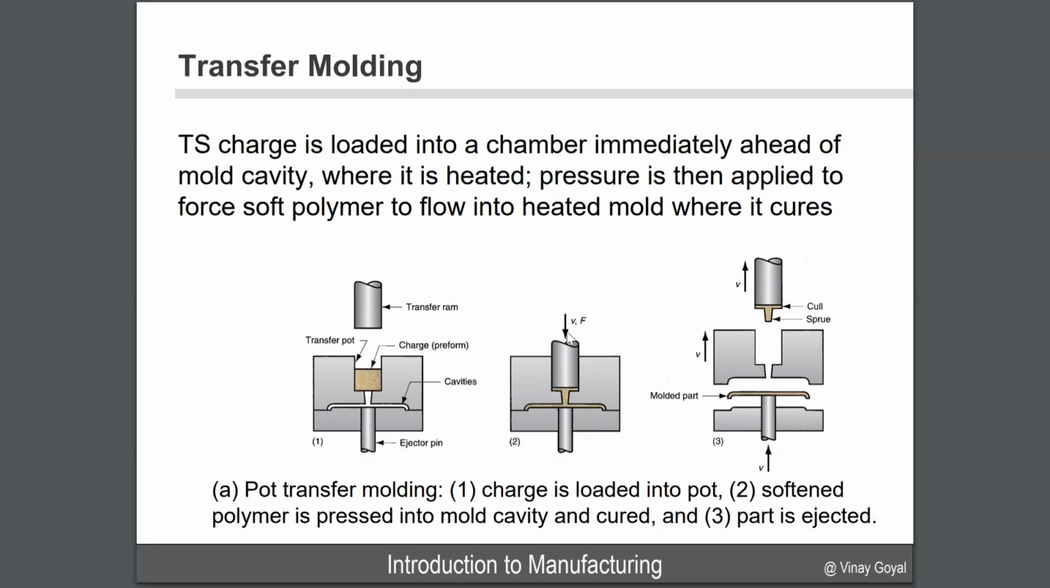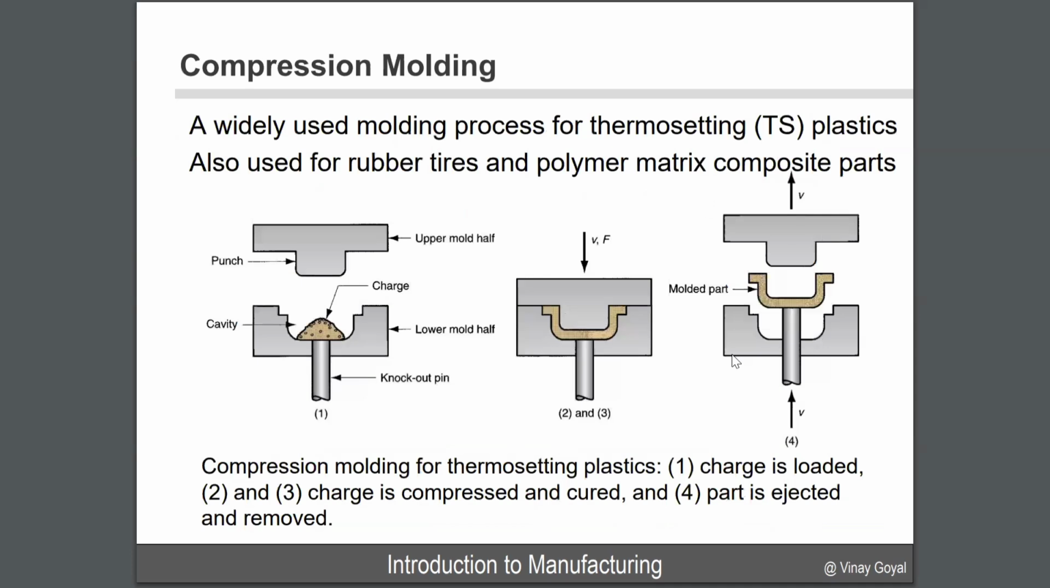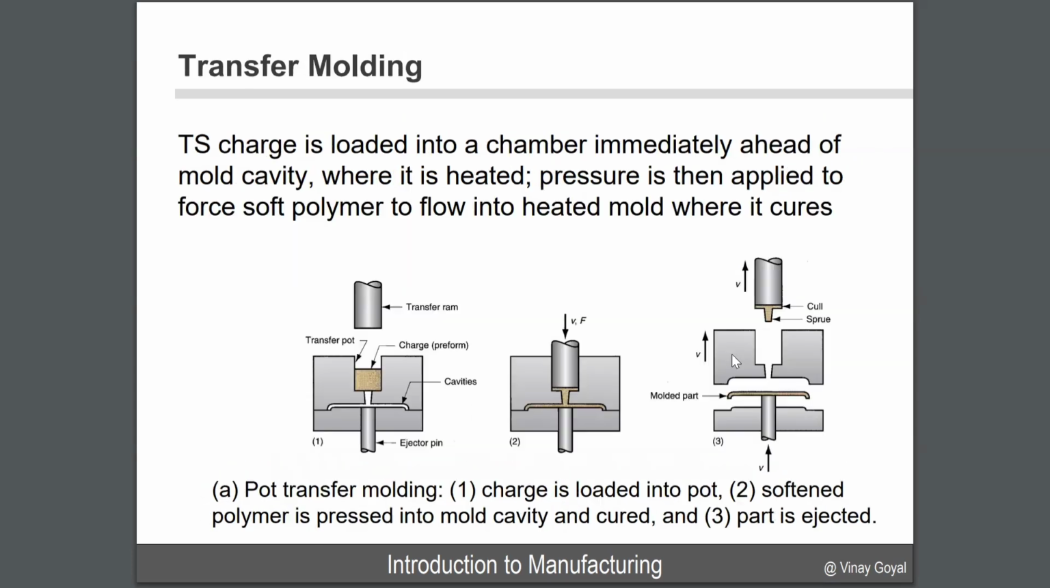The charge is loaded into a pot first. Then the polymer is processed through a curing process that usually requires heat, and in a lot of cases, vacuum to remove any bubbles again, and then the part is ejected. So very similar to this one, they're different, but both of these are very good for thermosets.